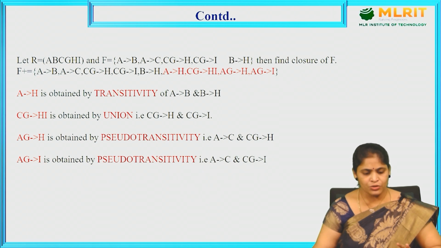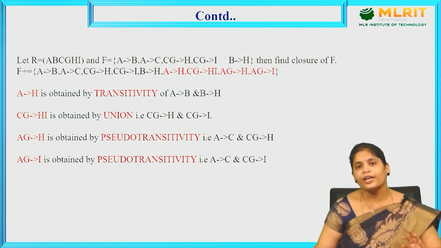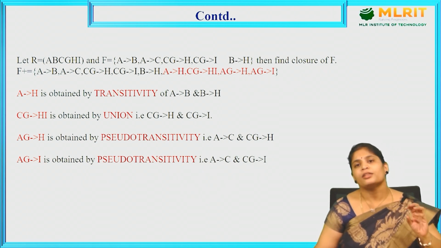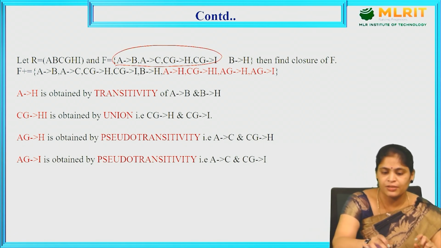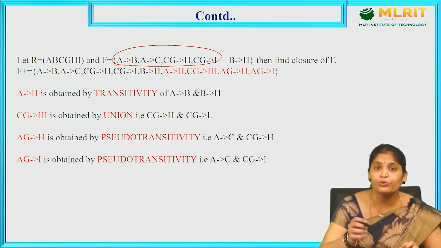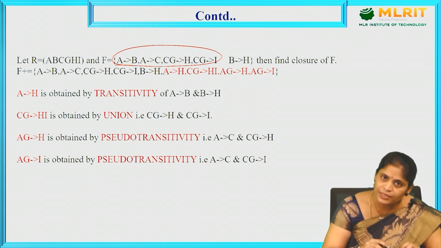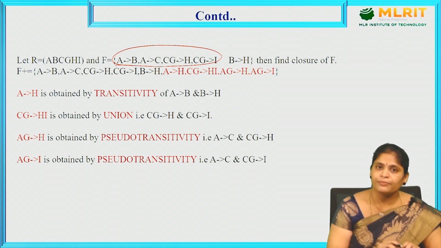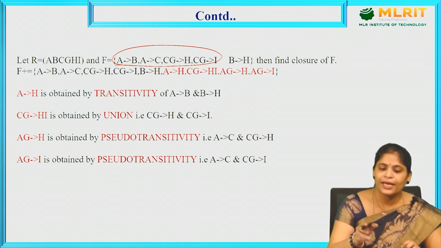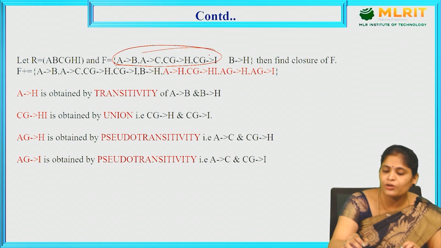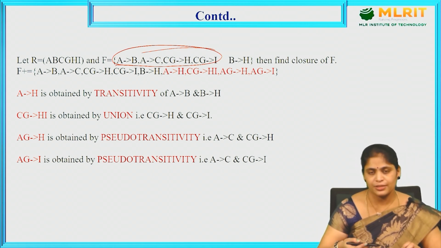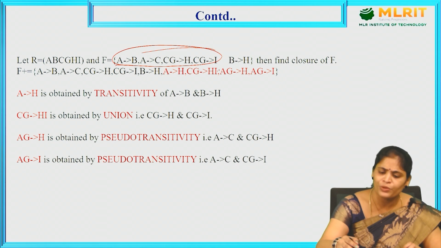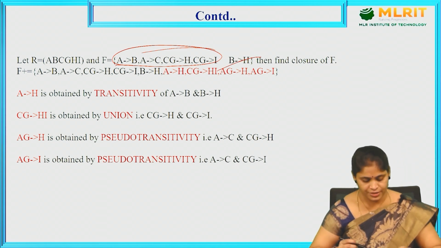Okay, so hope you understand how to find the closure. Initially, we are given some set of functional dependencies. We have to include those functional dependencies in the closure, and we have to apply Armstrong axiom rules among these functional dependencies, and we can obtain some more functional dependencies along with the given FDs.